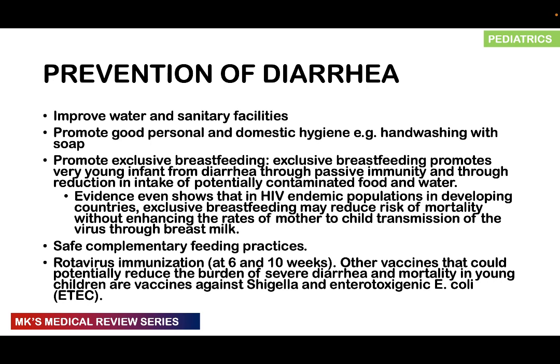Vaccinate the children against rota at 6 and 10 weeks, and there are other vaccines that could potentially also reduce the burden of severe diarrhea. Now, there has recently been a new cholera vaccine that has been approved by the WHO. So make sure that you get that if you're in an area where there's cholera. Mortality in young children is actually reduced by these vaccines. There's a vaccine against Shigella, there's a vaccine against enterotoxigenic E. coli.